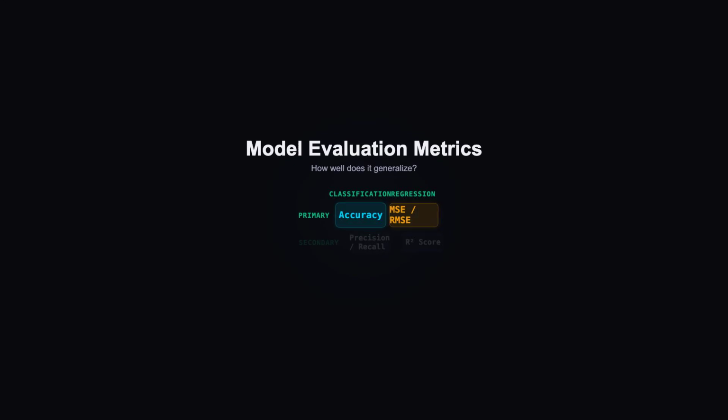Stage 5, evaluation. You test the model on data it has never seen, the test set. For classification, you look at accuracy, precision, recall, and the confusion matrix. For regression, you check mean squared error and R-squared. The goal is to make sure the model generalizes well, not just memorizes the training data.